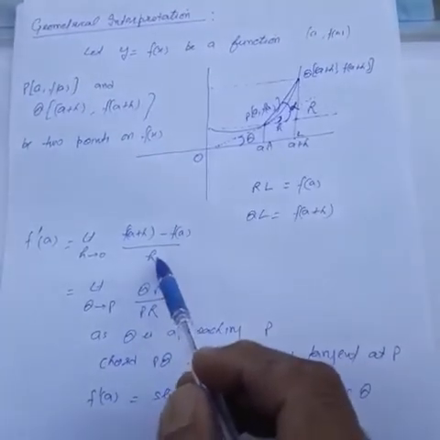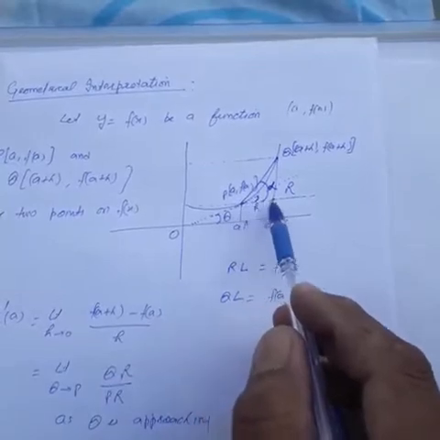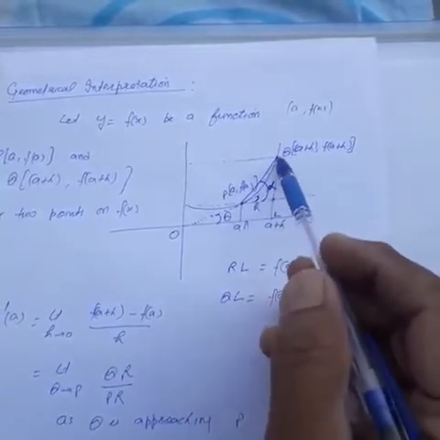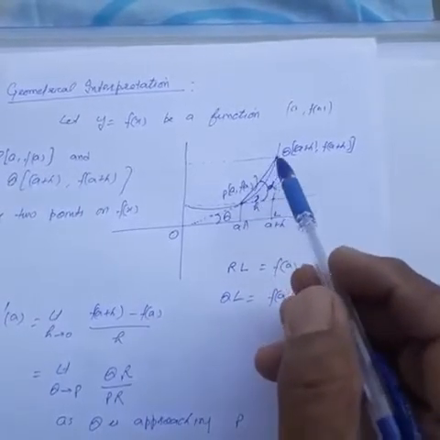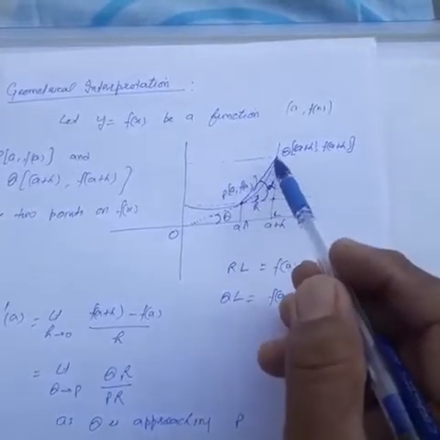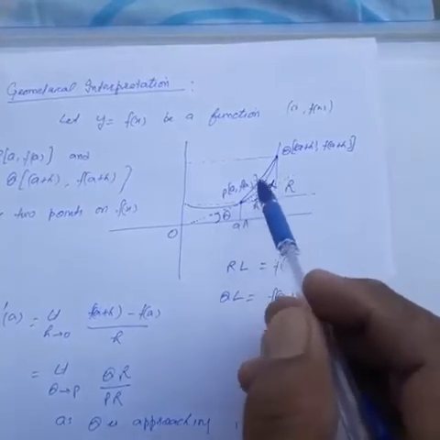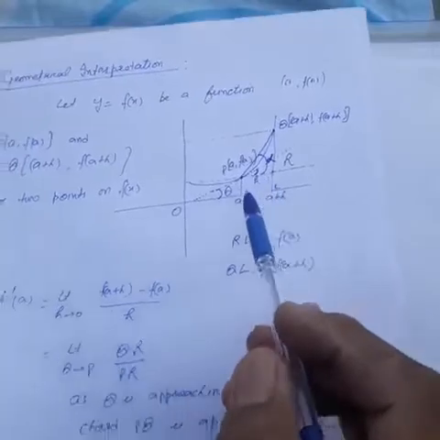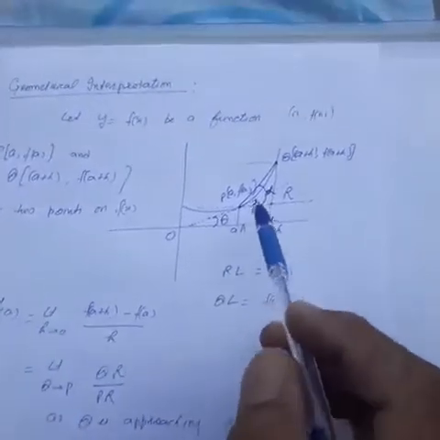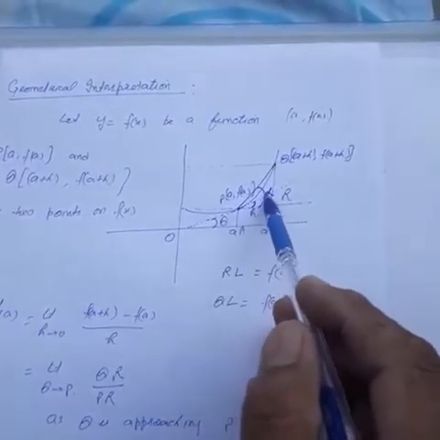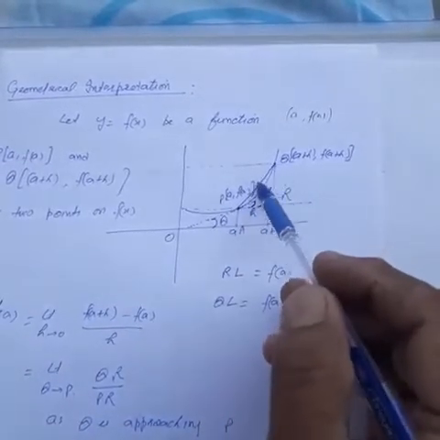So when h tends to 0, this distance is reducing, which means Q is coming closer to P. You can also say in terms of limit that Q is approaching P. If Q is approaching P, then h will tend to 0. So with h approaching 0, Q tends to P, and QR upon PR, in this triangle, if this angle is alpha, then QR upon PR is tangent of alpha, and it is the slope of the line PQ.